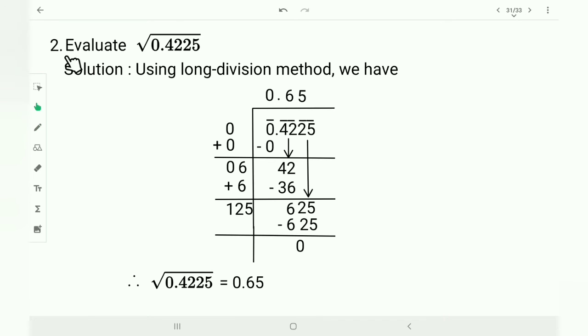Question number 2. Evaluate root under 0.4225. For this also we will use long division method, and we will draw one vertical line and one horizontal line meeting at one corner. Now below the horizontal line we will write the given number 0.4225, and we will make their groups. You can see here as I have made their groups.